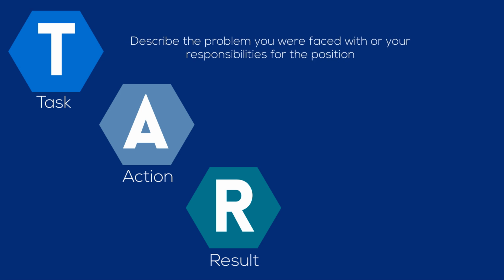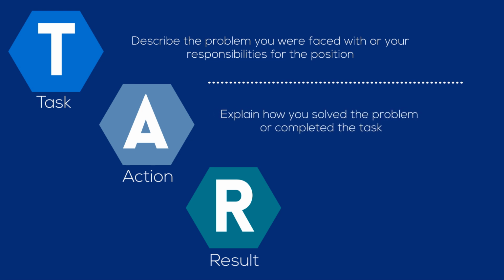Task explains the responsibilities of the job and is often similar to the job description. What were your duties or what problem were you faced with solving? Action is the steps you took to carry out those tasks. This can include specific actions, skills you used, the number of people you worked with, software you applied, or other relevant information that explains how you accomplished the tasks.